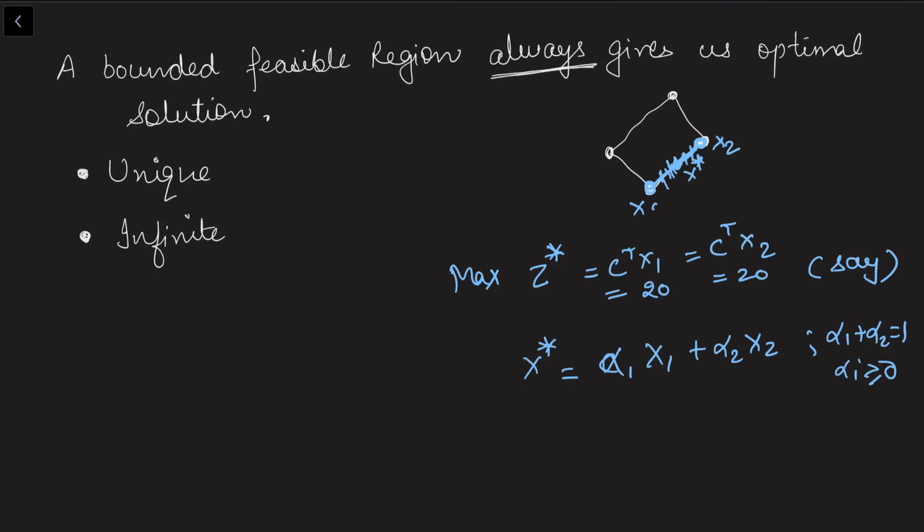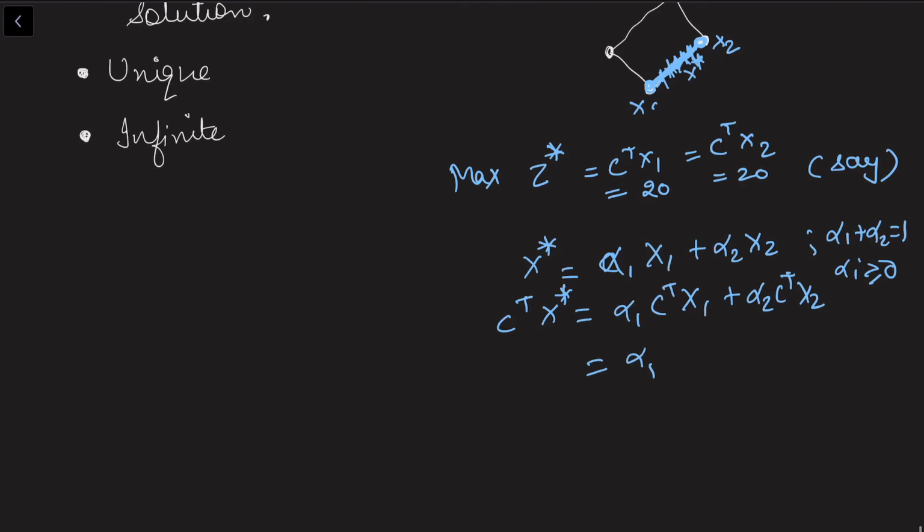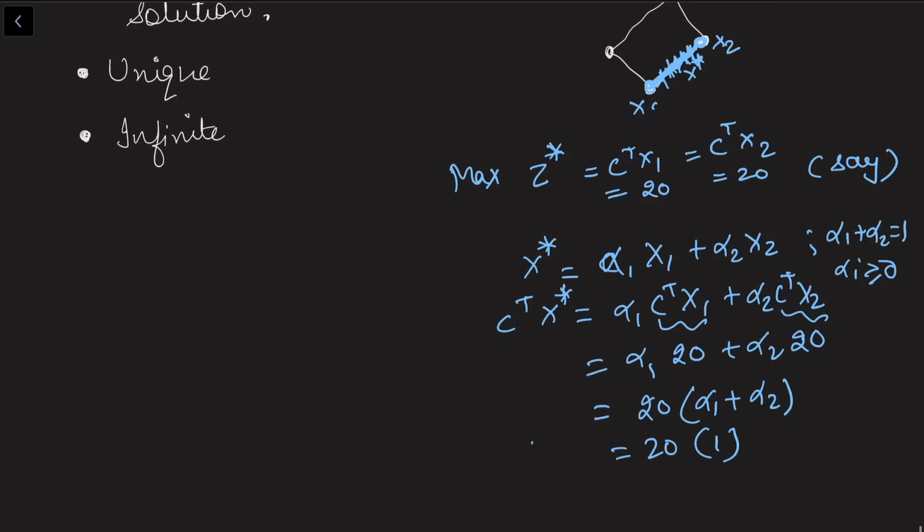So this is bringing back the definition of the convex set, or simply saying the line joining the 2 points. And if I operate now C transpose X star, this is alpha 1 C transpose X1 plus alpha 2 C transpose X2. We see that alpha 1 I have considered this value as 20 plus alpha 2 this value also 20. So I can take 20 common, and inside I have alpha 1 plus alpha 2. So this is 20 into 1. So C transpose X star is also 20. So that means if this is the best value of Z, then any point lying on the line joining will also give me the same optimal solution.